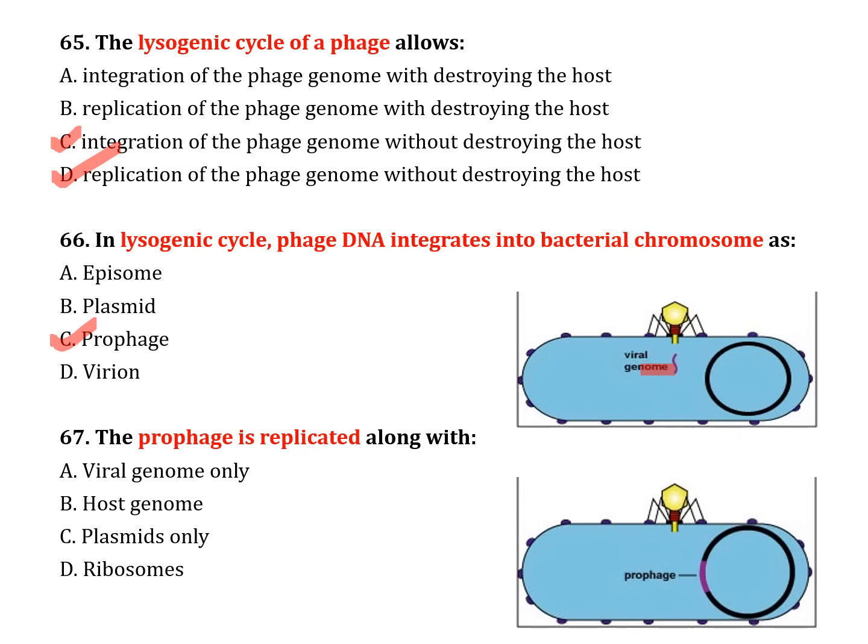When the viral genome integrated with the bacterial genome, it is called prophage. The next question, 67: The prophage is replicated along with: option A, viral genome only; option B, host genome; option C, plasmid only; option D, ribosome. Correct answer is option B, host genome.